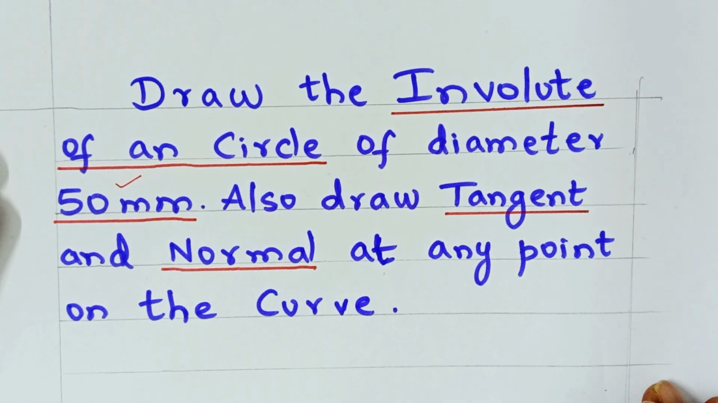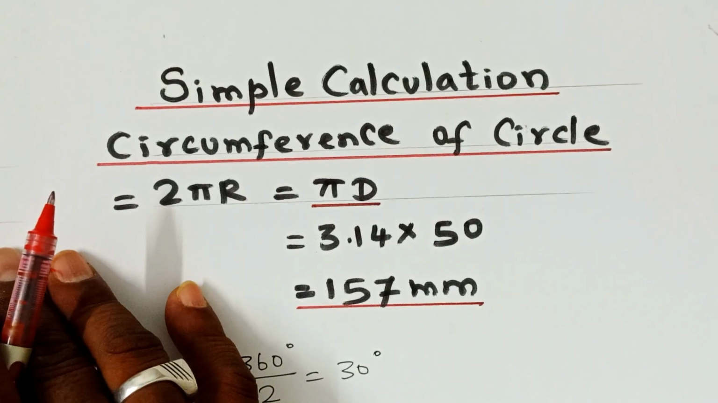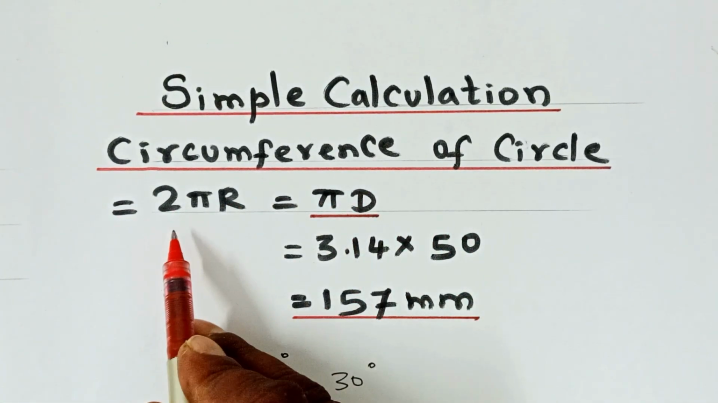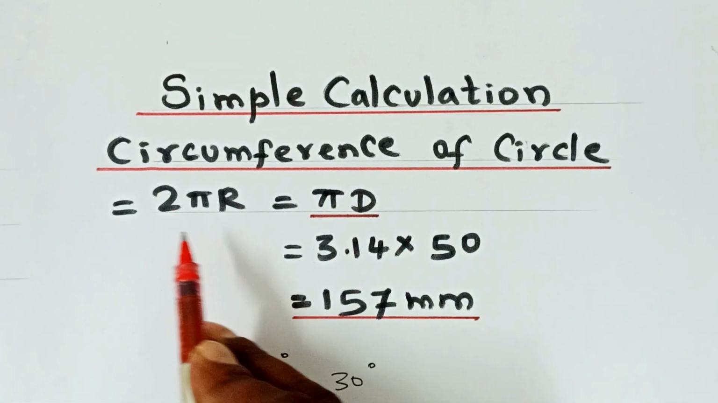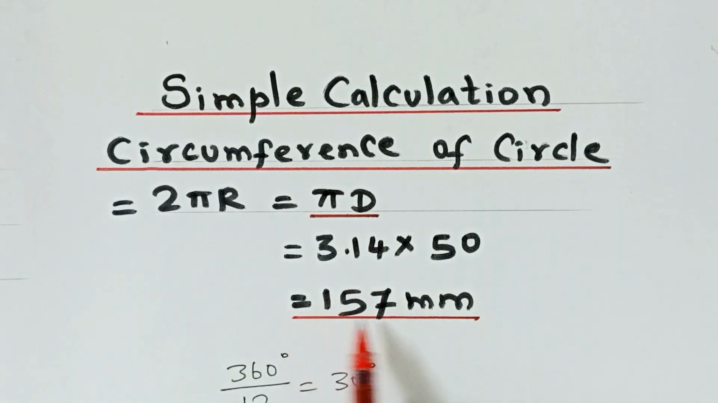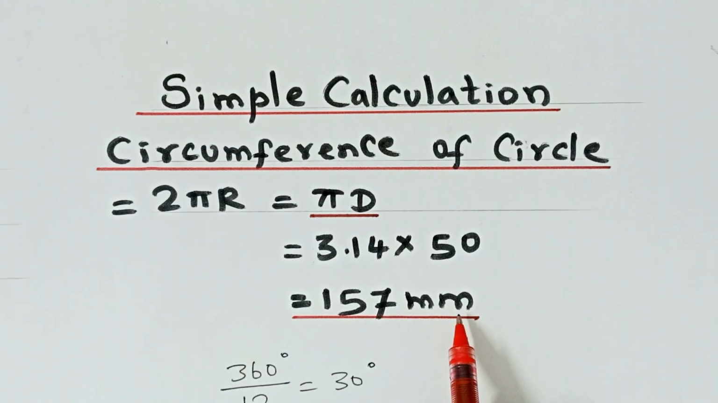For this question, a simple calculation is worked out on the side of the drawing sheet. The circumference of a circle, the formula studied in school days, is 2 pi r, 2 times the radius being the diameter. So pi d is the formula. On substitution, using a calculator, it is found as 157 mm. 157 mm means 15.7 centimeter. This will be the circumference length of the circle.